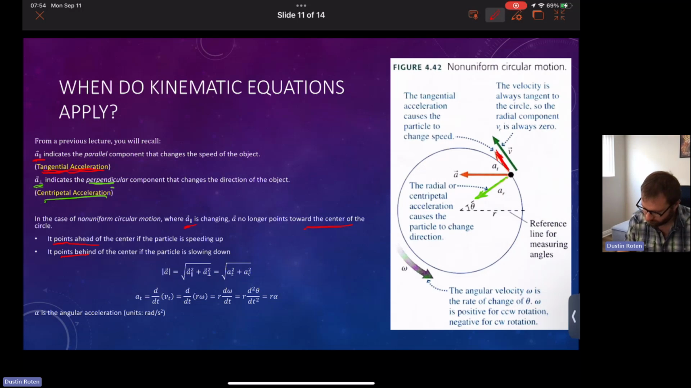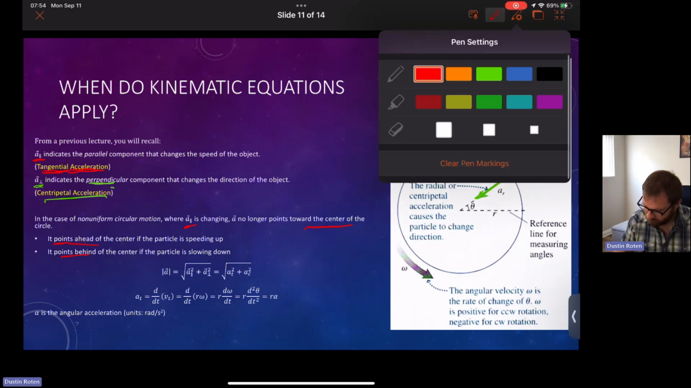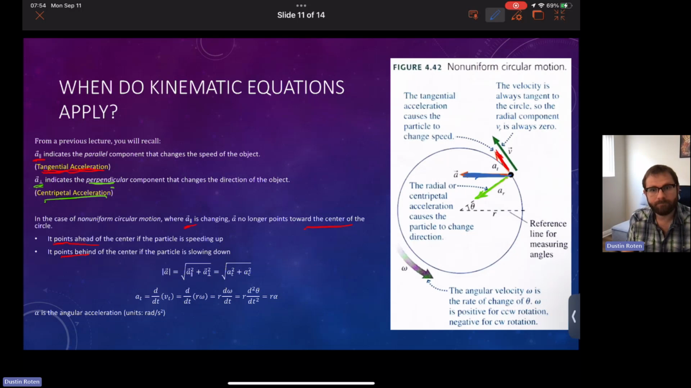So you can see over here, let me switch to a different color, the total acceleration vector is pointing, quote unquote, ahead of the center of the circle, because this particle is being held in the circular rotation by the centripetal acceleration, but it's also speeding up in the circle. Just like any set of vectors, you can calculate the magnitude of the overall acceleration by adding those up in quadrature. So the magnitudes squared, added together, and then you take the square root of that.